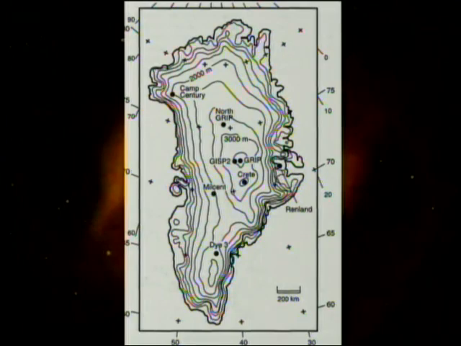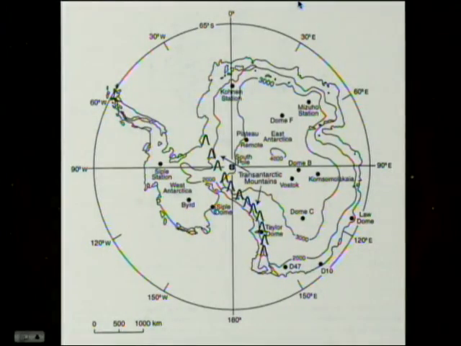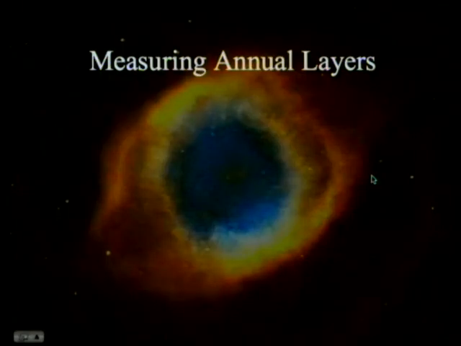There are a few other cores around, like the one in Renland as well. And in Antarctica, there are a number of different ones. West Antarctica, the Byrd Station, and you can see Dome F, Dome B, Vostok. So there are a number of places that one can drill.